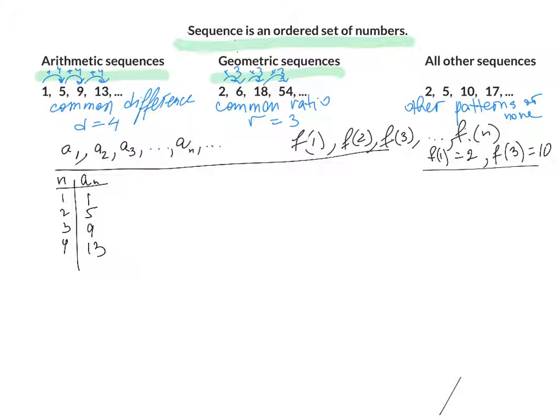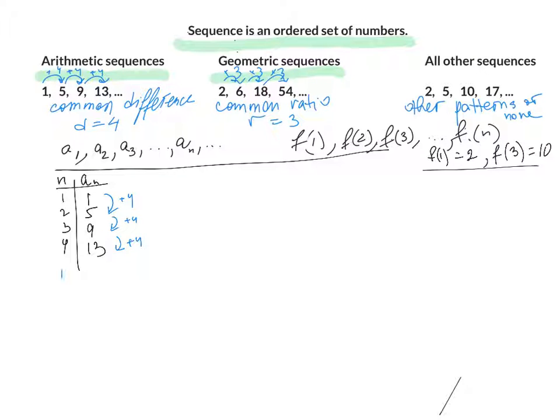So let's try to understand how this function works. As we already know, it increases by 4. Plus 4, plus 4, plus 4. How can we use this pattern to write an equation of this function or the sequence?